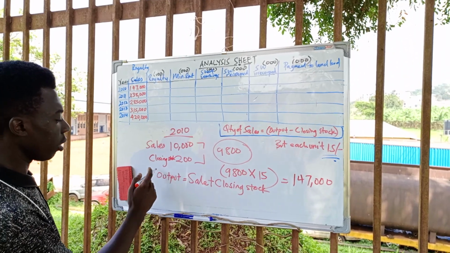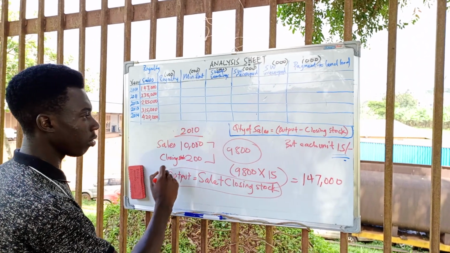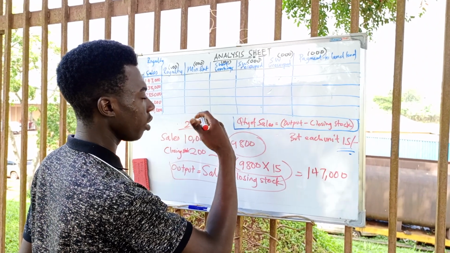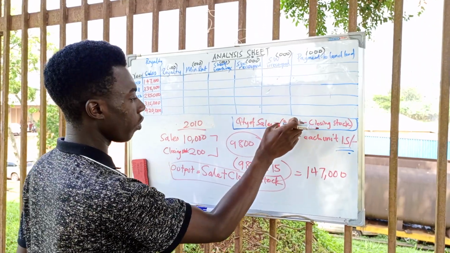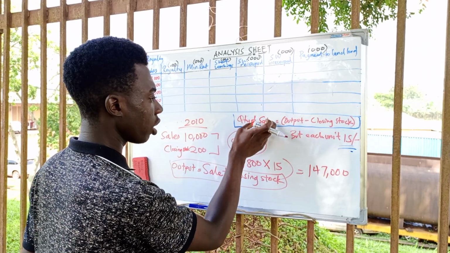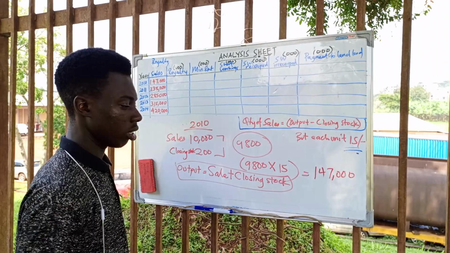So this formula is related to the earlier formula, because there we were looking for sales, but here, when they say the rate is based on output, you'll be looking for the output. So you just make output the subject, whereby you add your sales to the closing stock.